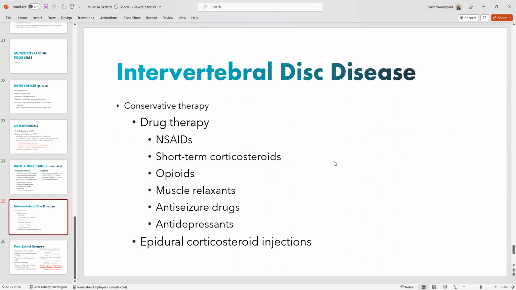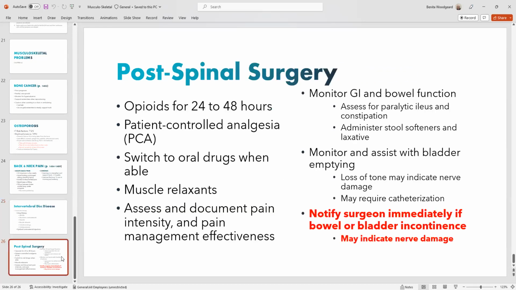Enter vertebral disc disease. Conservative therapies can involve all of these different classes of medications, as well as epidural corticosteroid injections into the disc areas. But if that doesn't work, then a more aggressive type of treatment would be actual spinal surgery.